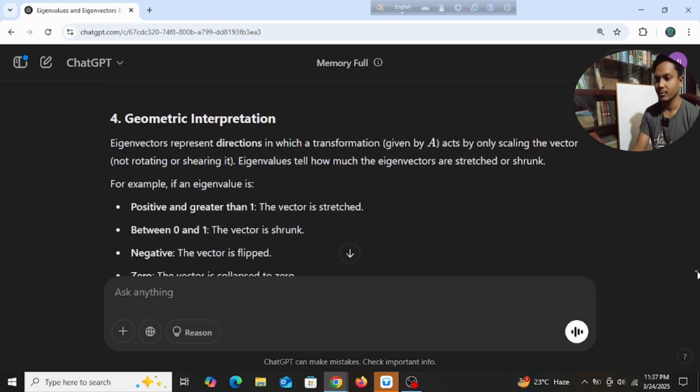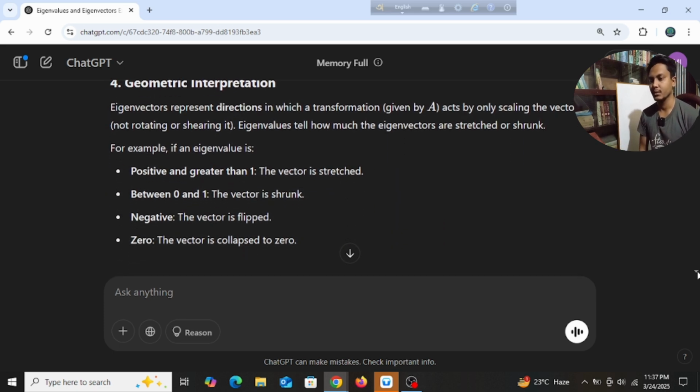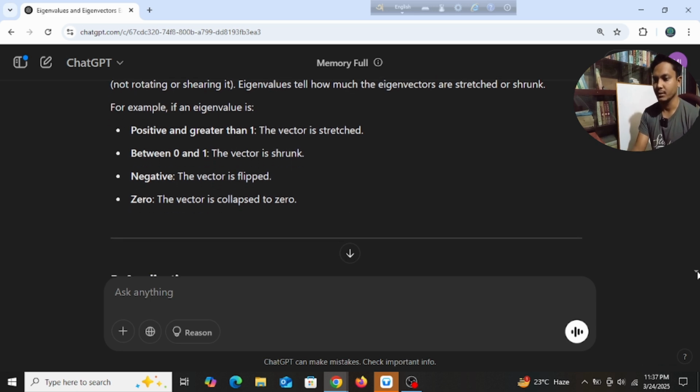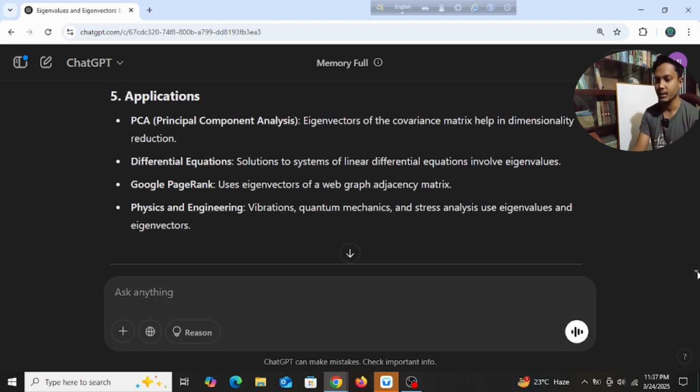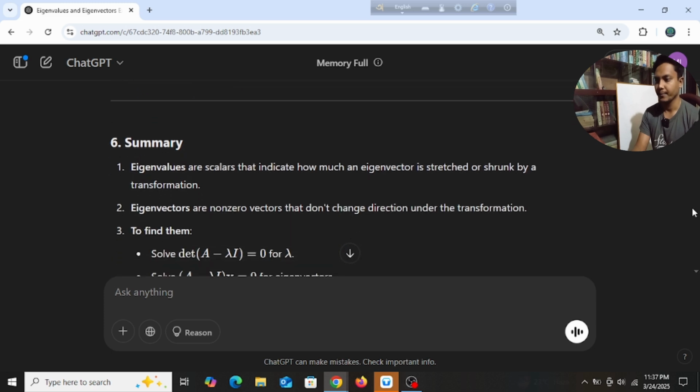So geometric interpretation: eigenvectors represent directions in which a transformation acts by only scaling the vector. Eigenvalues tell how much the eigenvectors are stretched or shrunk. For example, if an eigenvalue is positive and greater than 1, the vector is stretched. Between 0 and 1, the vector is shrunk. Negative, the vector is flipped. 0, the vector is collapsed to 0. Okay.